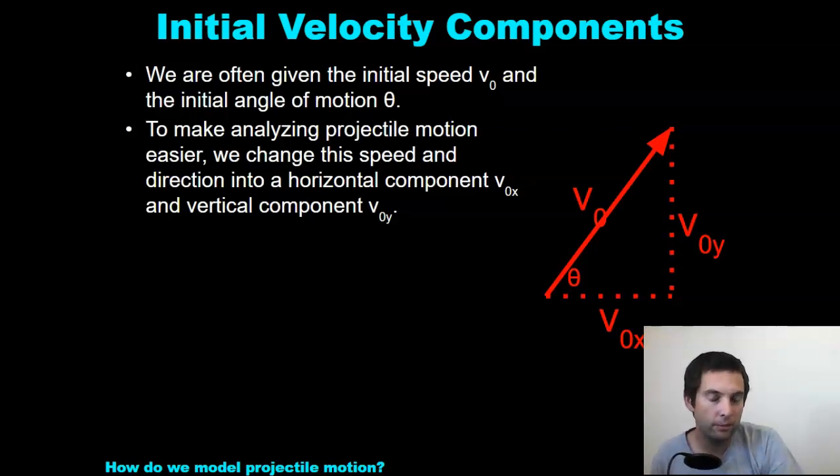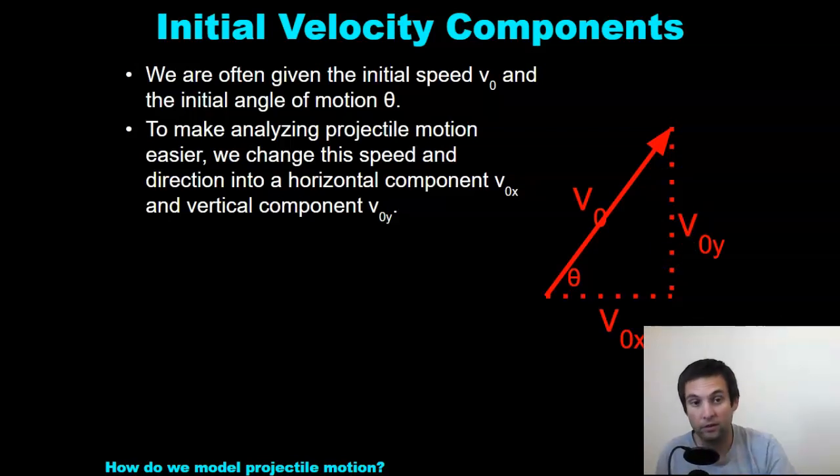To make projectile motion easier, we're going to change the speed and direction into these separate components. Components, remember, just means pieces. So we have this leg of the right triangle and this leg of the right triangle. If we think about a graph, then the x and y axis are always at 90 degrees to each other. So it's very useful for us to take an angled vector and break it down into these x components and y components because they're at a right angle to each other.